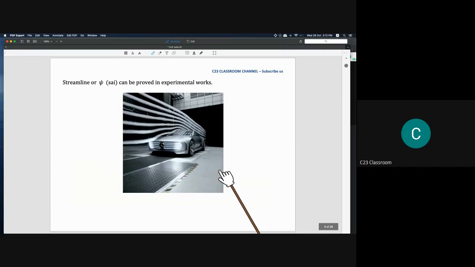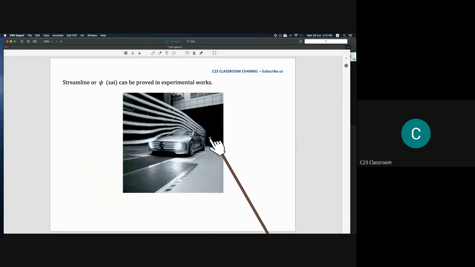Okay, so what is psi actually? Psi is the streamline. The streamline is simple: if you want to design a car and prove that it is a streamlined shape, with very small drag force and lift force, you just use a smoke generator in a wind tunnel, and then you can create streamlines like this.